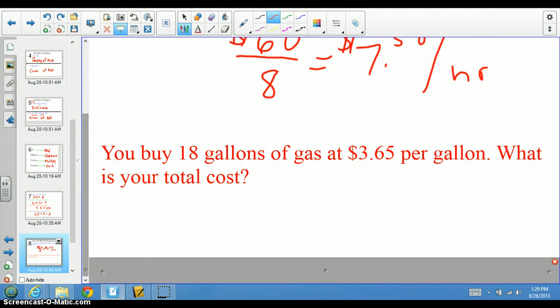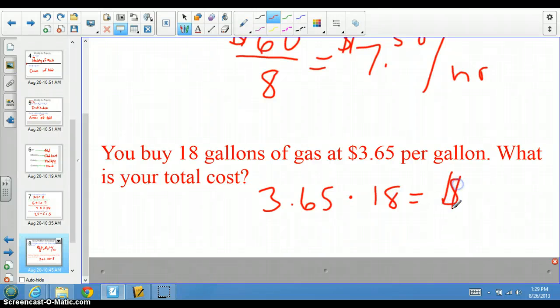You buy 18 gallons of gas at $3.65 per gallon. Well, 1 gallon costs $3.65. I'm buying 18, so I have to multiply. So make sure I multiply those numbers out. I get $65.70.